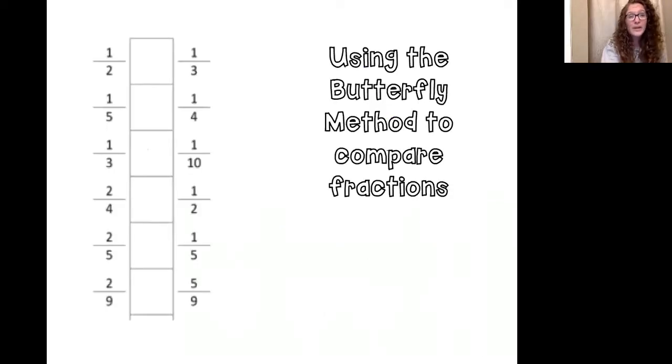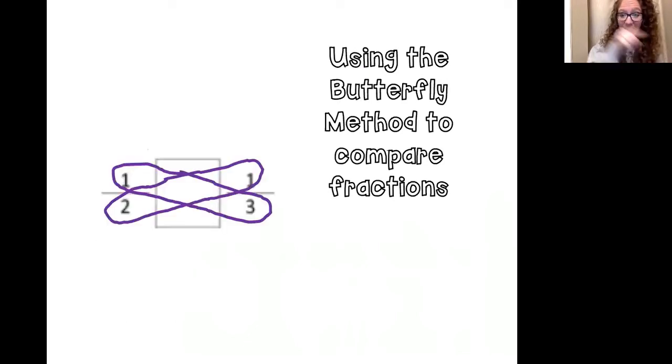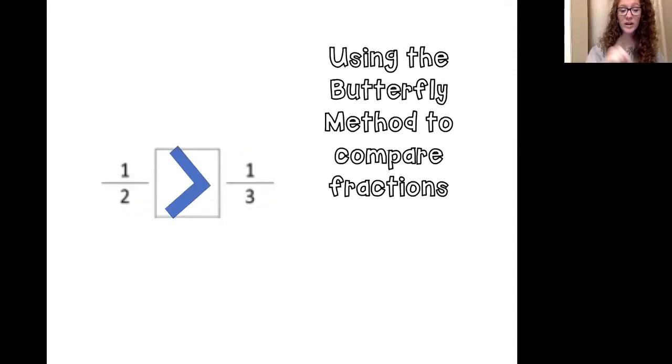Okay, probably our favorite way to compare fractions is using the butterfly method. If I take 1/2 and 1/3 together, I can draw my butterfly, and then I'm going to do what? I'm going to multiply. So I'm going to multiply those diagonals. In this problem, it would be 3 times 1 equals 3, and 2 times 1 equals 2. Once I have those products written up there, I can tell which fraction is bigger. 3 is greater than 2. 3 is on the same side as 1/2, so that tells me that 1/2 is greater than 1/3.